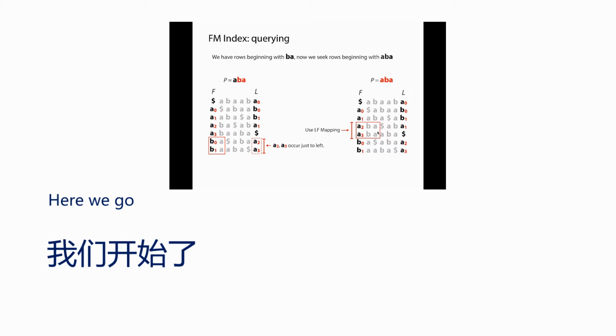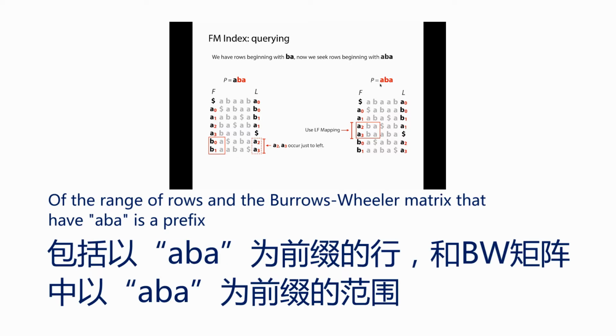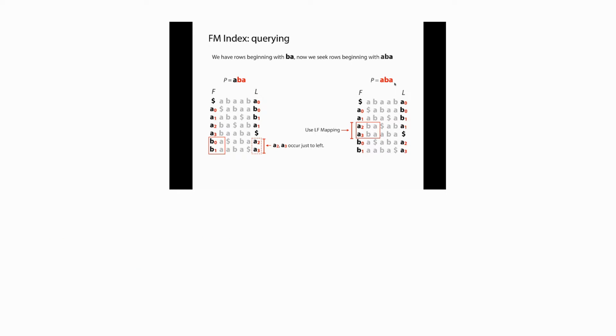Here we go. And finally, that is the range of rows in the Burrows-Wheeler matrix that have ABA as a prefix. So that's what we were trying to do.